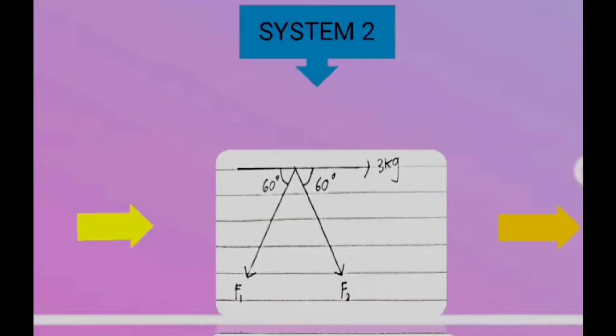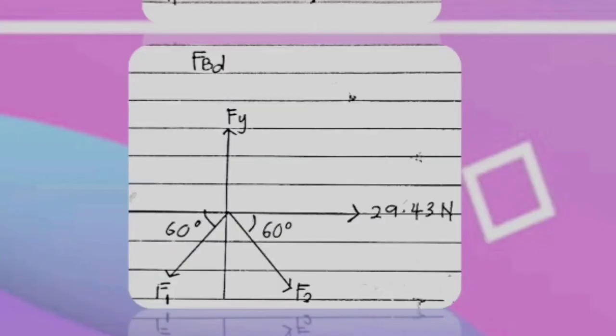Assalamualaikum. My name is Muhsin Amili. Today I'm going to present system number 2. From the diagram, we can see system number 2 has 3 different forces acting on the system. From the FBD that we drew, we can see the acting forces on the system clearly: F1, F2 and 29.43 Newton from the 3 kg.